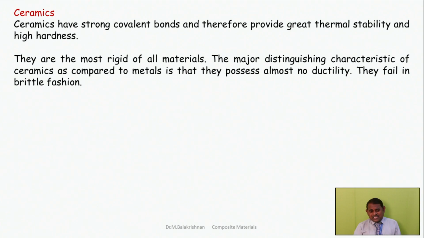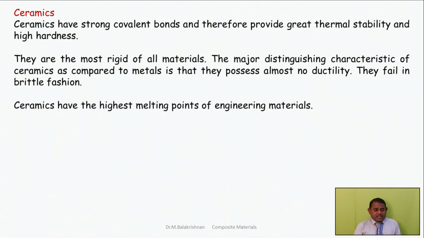They are the most rigid of all the materials we have discussed, stiffer than steel or plastic. The major distinguishing characteristic of ceramics as compared to metals is that they possess almost no ductility. Because of their high hardness, they possess zero or minimum ductility, and they can fail in a brittle fashion. Because of poor ductility, they will fail in brittle mode.